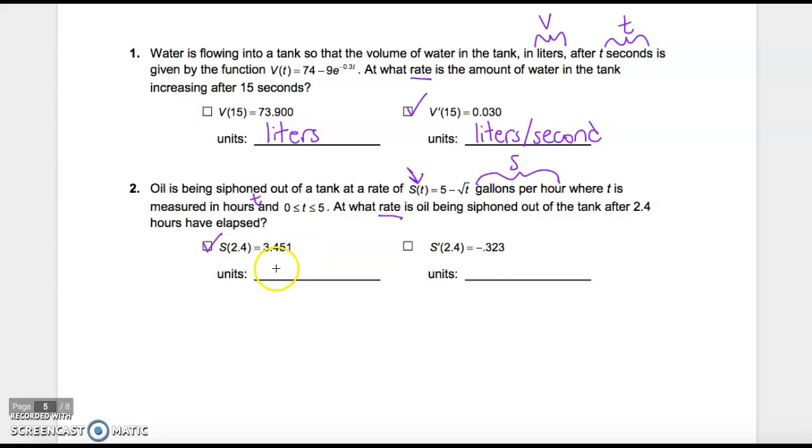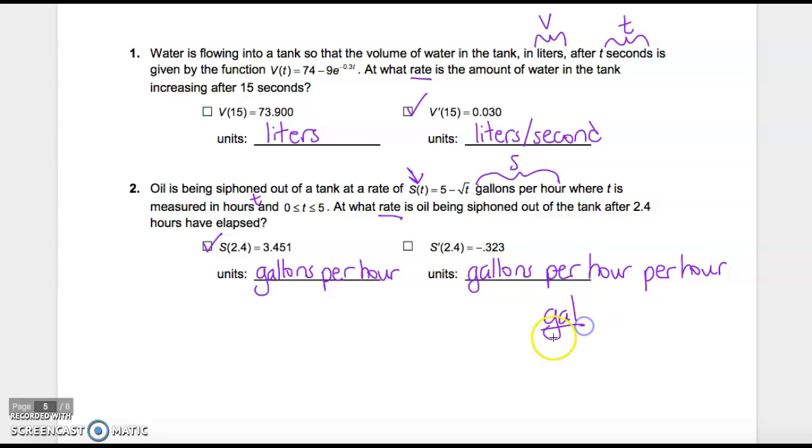So then our units would be gallons per hour, because it's just the plain Jane regular original function, so gallons per hour. Our derivative, if we were going to calculate that, would be our dependent variable per our independent variable. So it'd be gallons per hour, or again, if you want to get extra fancy, gallons per hour squared.